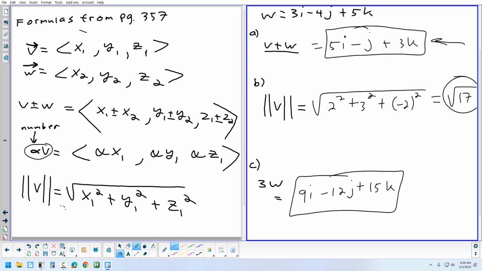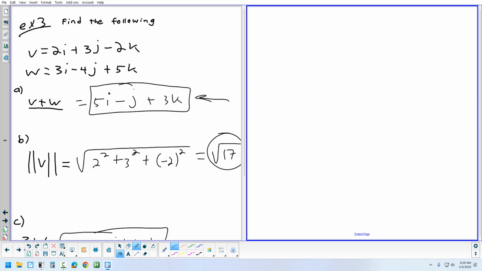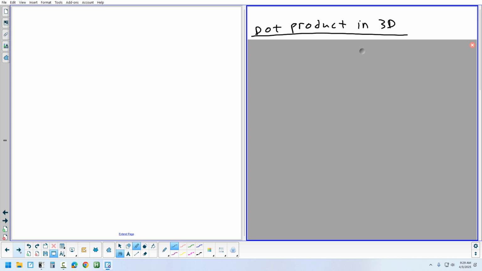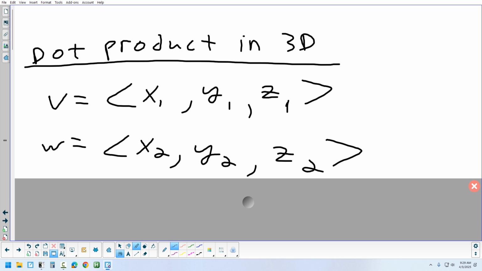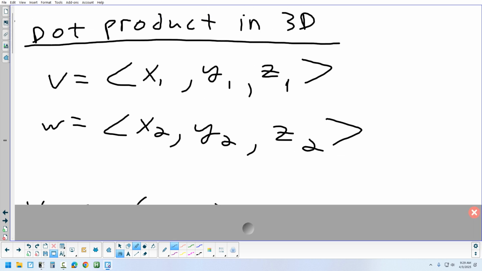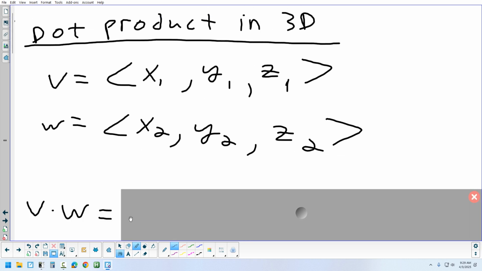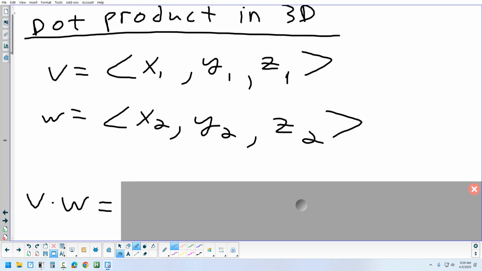All right. So the next thing we're going to look at is dot product. Okay, dot product in 2D. Well, we just did that yesterday. So I'm hoping we can figure out the dot product for 3D today. What do you think the formula is going to be to find the dot product between V and W there? Yeah? Would it be x1 times y1 times z1? Or something along the lines of that?